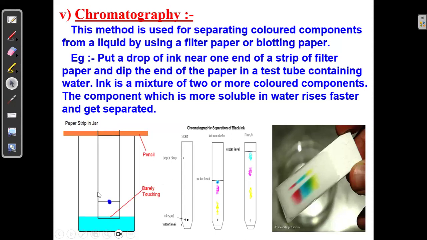As water rises up the paper, it makes the paper wet. When it reaches this point, it dissolves the contents of the substance and carries it along with the water. Since different substances are dissolved to different extents, they will be carried to different levels. Along with water, different substances will be carried to different heights. Here we have taken an ink spot. If you put it like this on a chromatography paper, we observe that the different colors of the ink separate out by the process of chromatography.